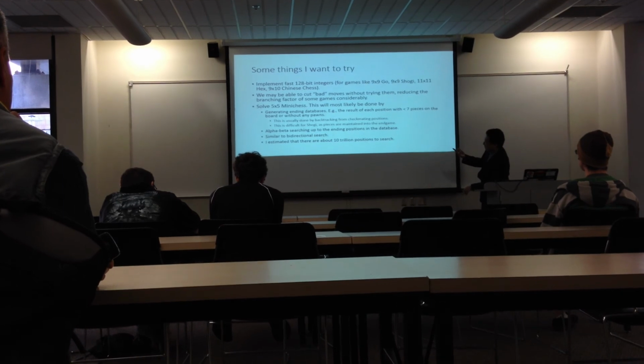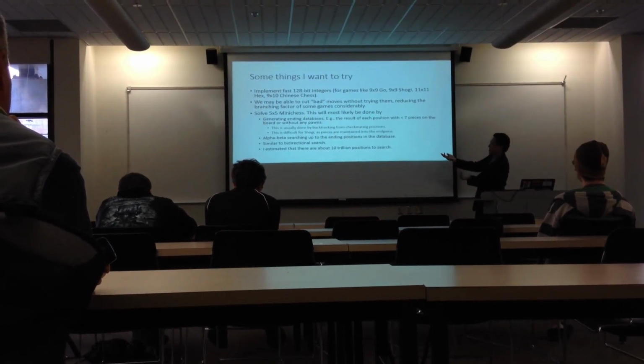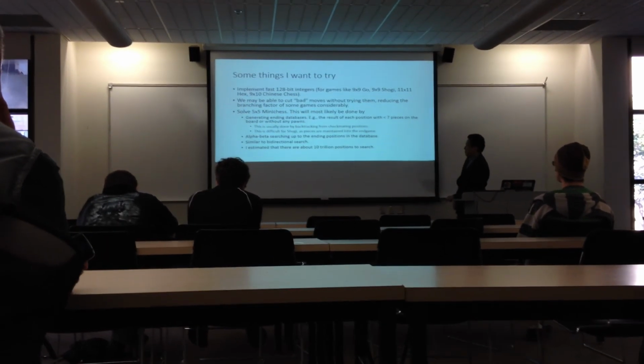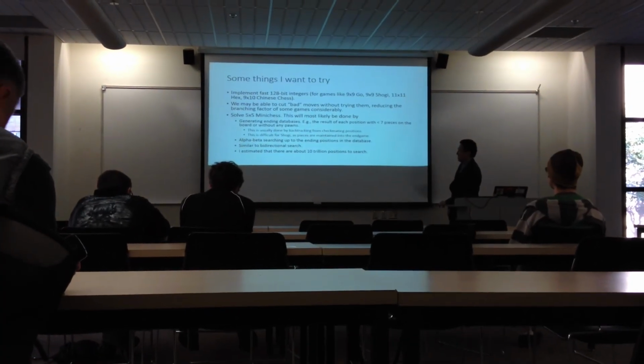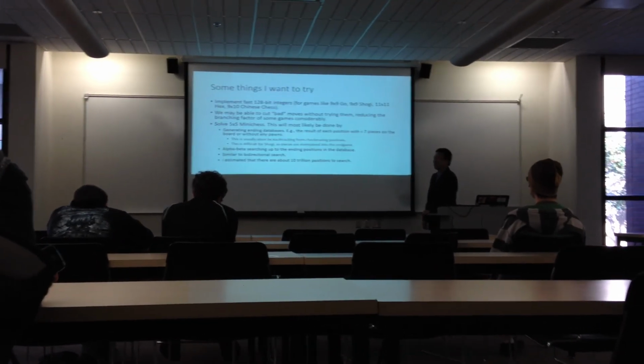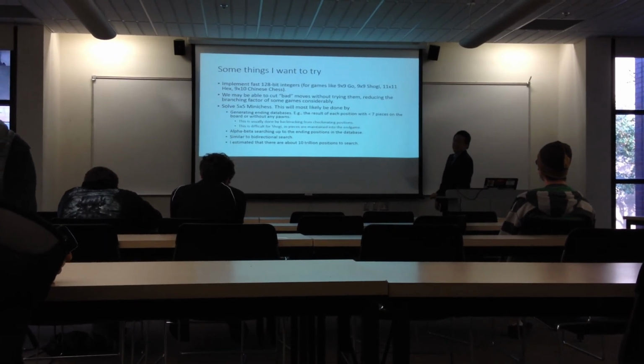So if you can do alpha-beta searching all the way to the ending positions in the database, then you basically solve the game. And I estimate there's about 10 trillion positions in 5x5 mini chess. The U.S. national debt is like 16 trillion, so it's as if there's a position for every dollar of debt the U.S. has.